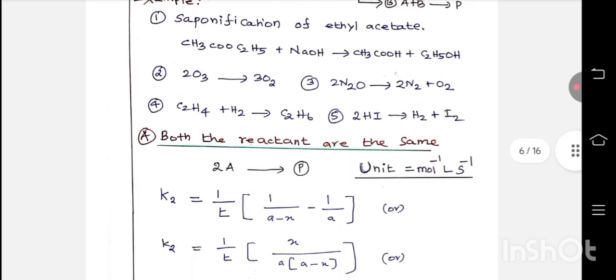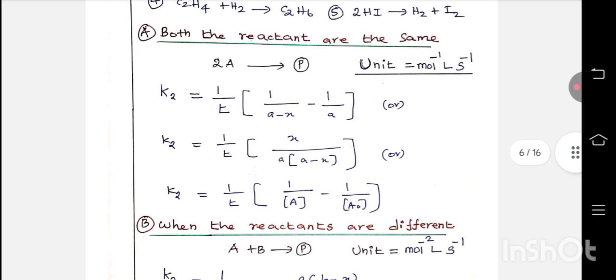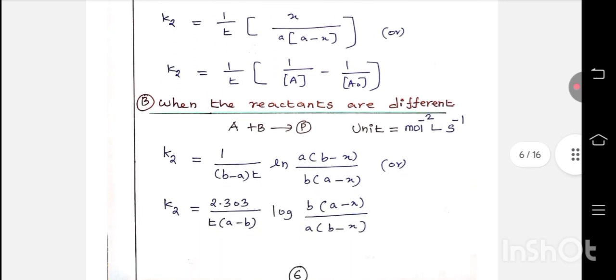First, type A, the both reactants are the same type. 2A gives P. The unit is mole inverse liter second inverse. Therefore, rate constant K2 equal to 1 by T, 1 by A minus X minus 1 by A, or K2 equal to 1 by T, X divided by A into A minus X, or K2 equal to 1 by T into 1 by A minus 1 by A naught.